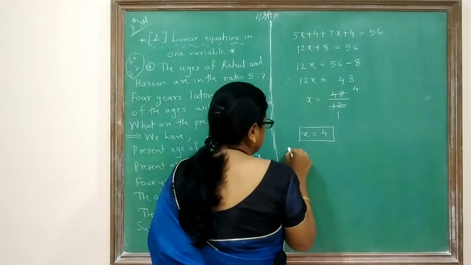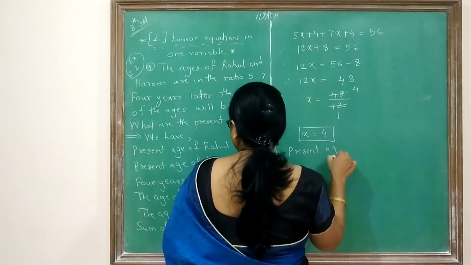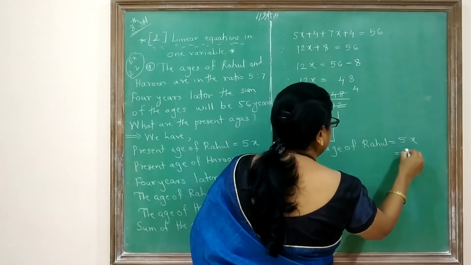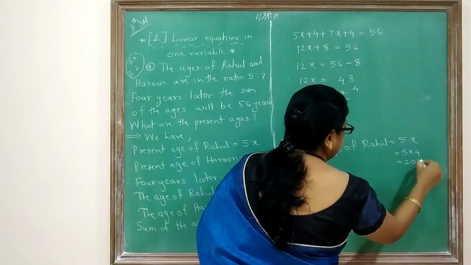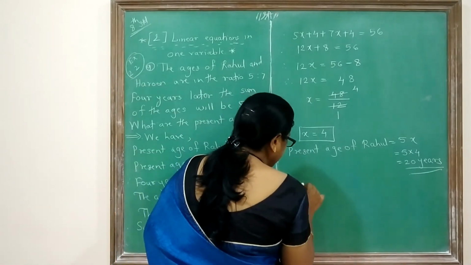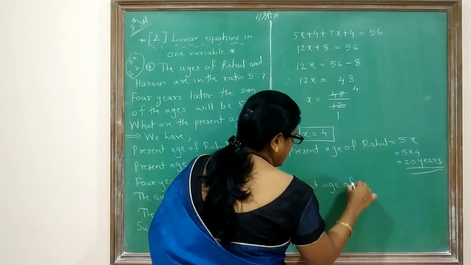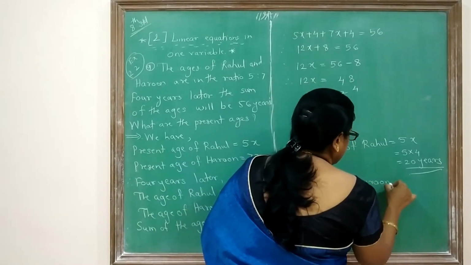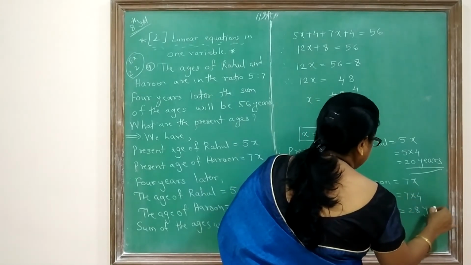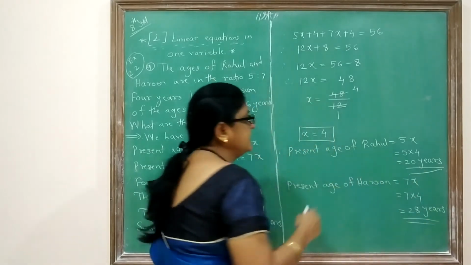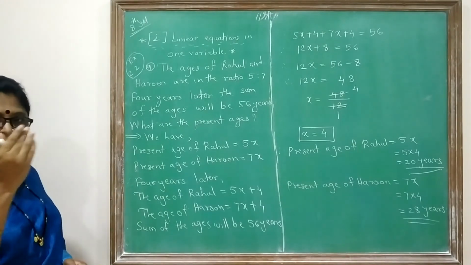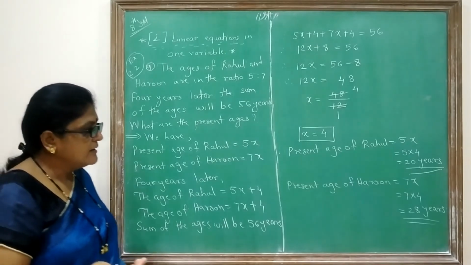Then for the last answer you will write present age of Rahul equal to 5x. Then you will write here 5 into 4, that is you will get 20 years. And the second is present age of Varun equal to 7x equal to 7 into 4, then you will get 28 years, that is 7 fours are 28. Then what is your answer? 20 years and 28 years. This is your answer.